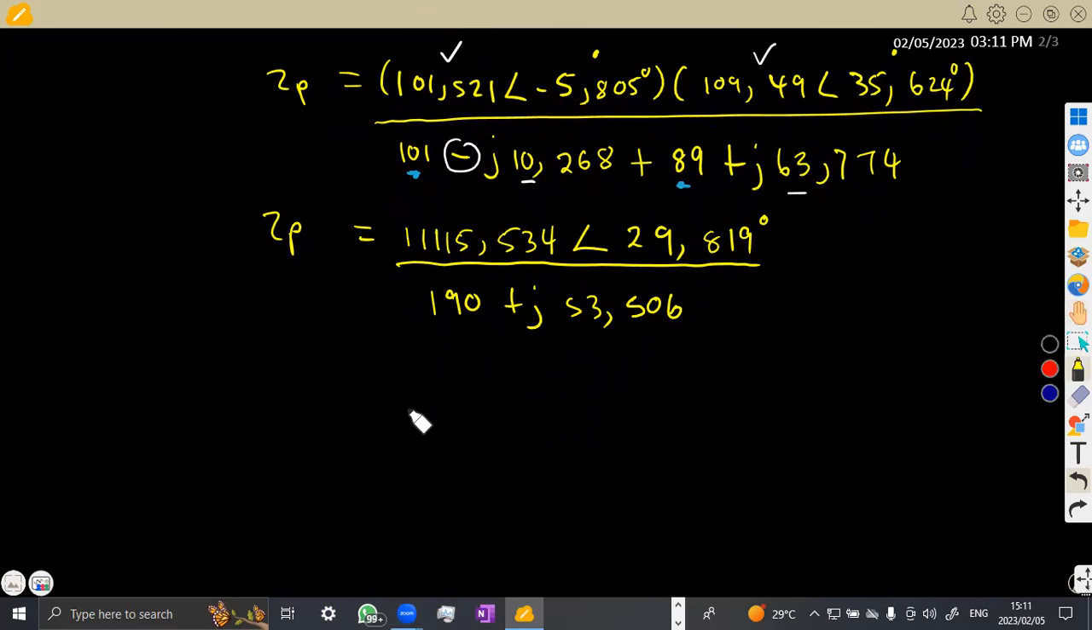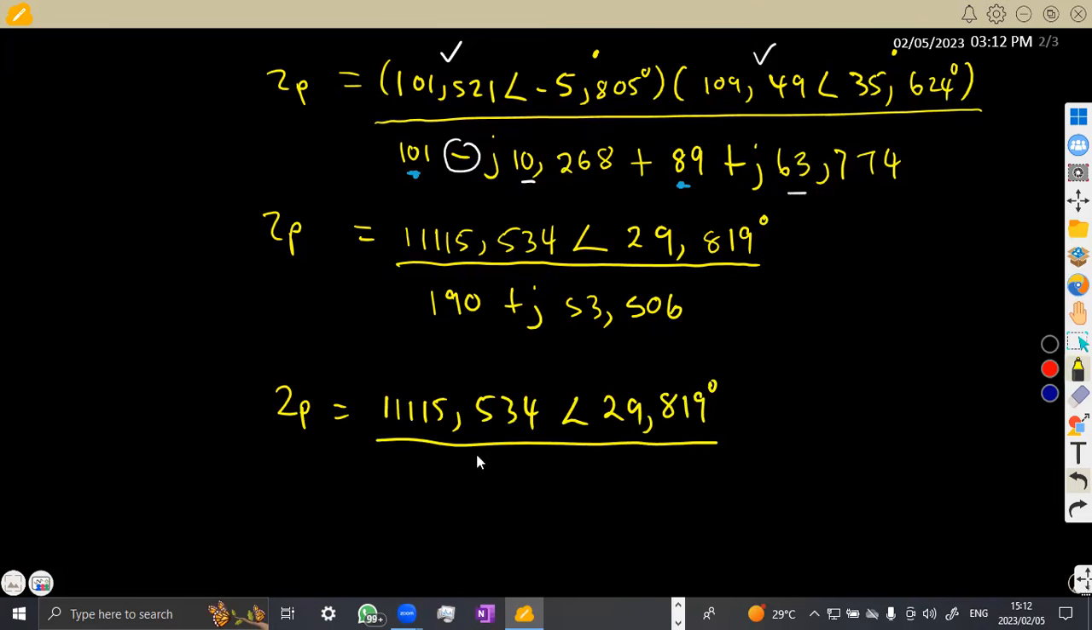So you are dividing. When you are dividing, it's best for you to divide in polar form, just like multiplication. It's best for you to multiply in polar form. The same with division. So this is going to force us to change the denominator into polar form. So the numerator is going to remain as it is. So we are going to rewrite this part as it is. That's 29,819 degrees over, now this part in the denominator, we convert this to polar form.